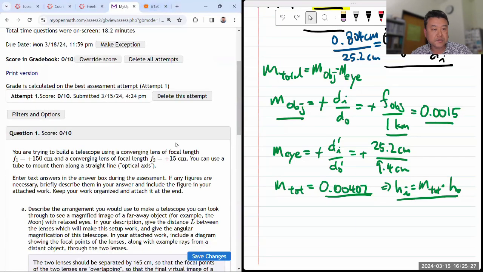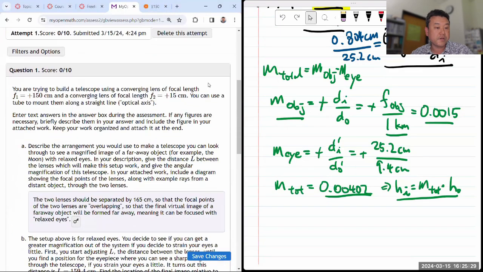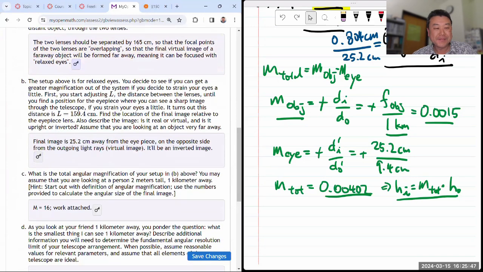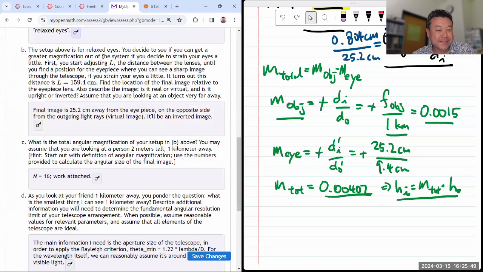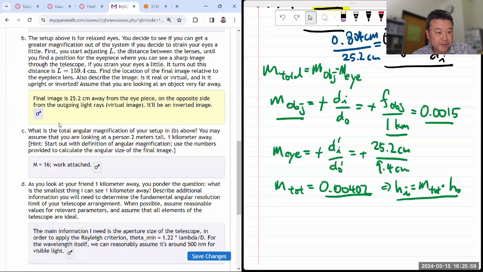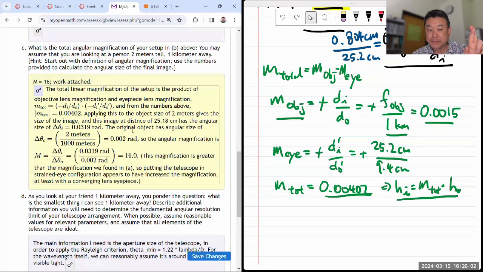So this is the test student work being viewed under instructor access. Let's see here. Did it ask for, oh, it did ask for angular magnification. I forgot to give it. Oh, oops. Yeah, you should give it. I did say it out loud that it's going to be 10. Yeah. All right. Setup is for relaxed eyes. Final, yeah, is 25.18 or 2. Yeah. Good. And here, let's hope 16.